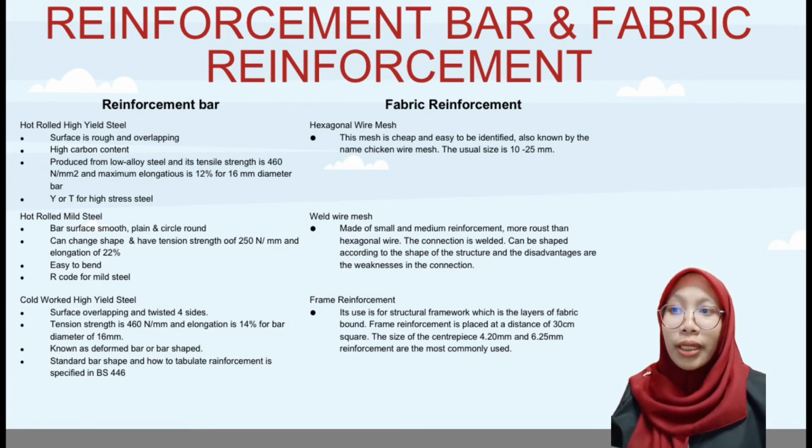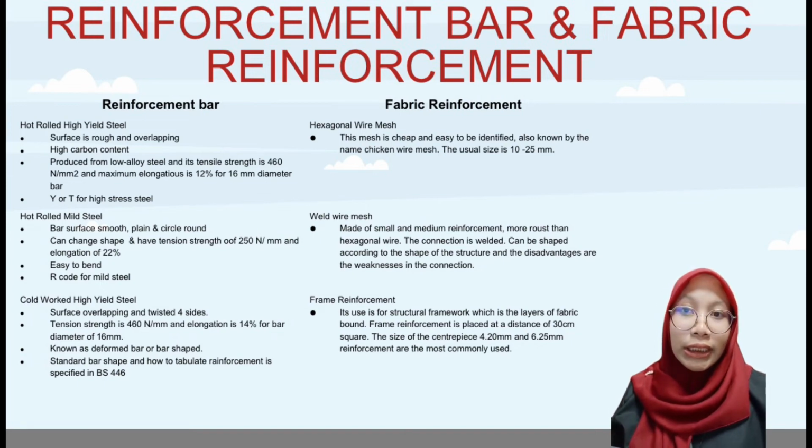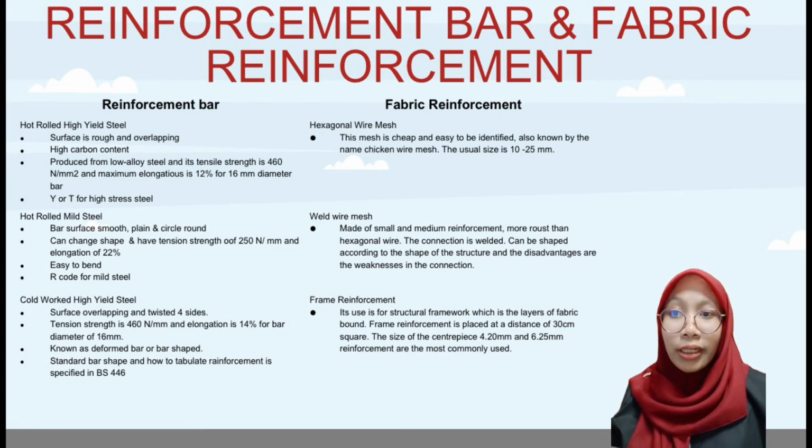This is used for structure framework, which is the layer of fabric bonds. Frame reinforcement is placed at a distance of 30 cm square. The size of the reinforcement, 4.20 mm and 6.25 mm, are the most commonly used.